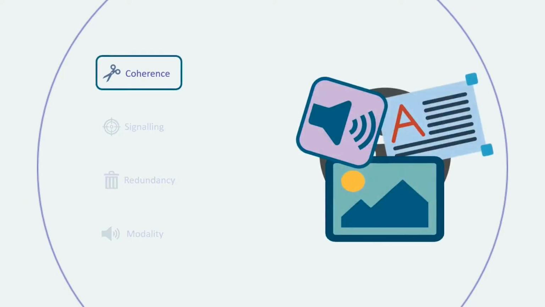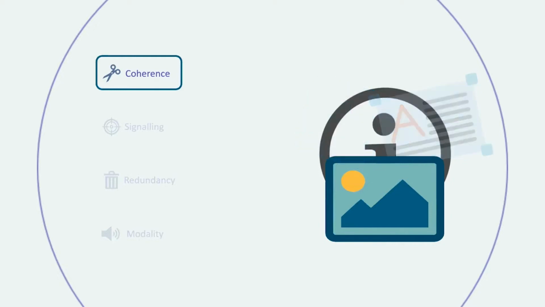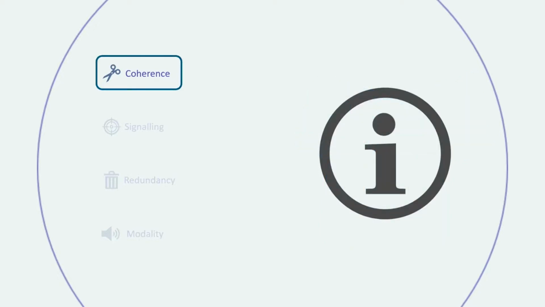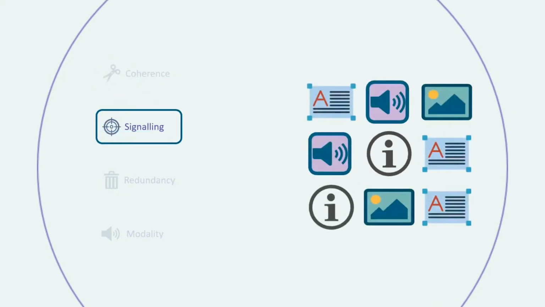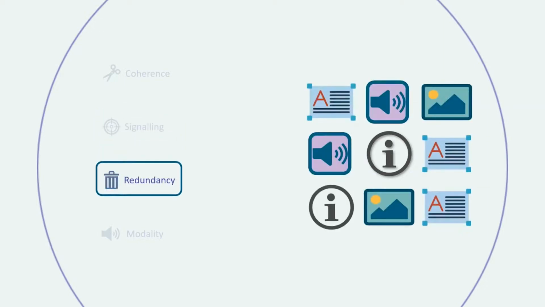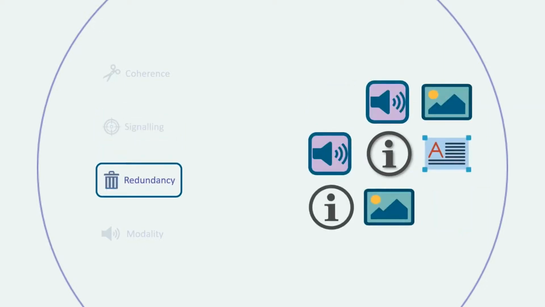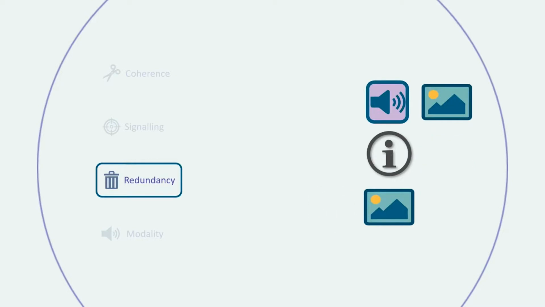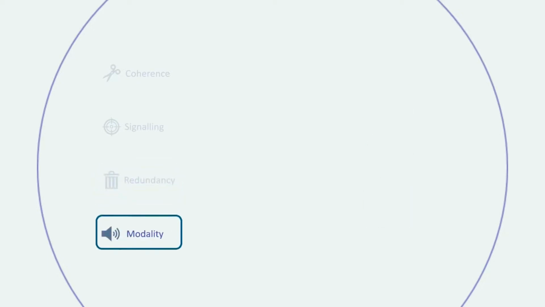Coherence, first up, is the idea that people learn better when extraneous words and pictures and sounds are excluded rather than included. Signaling is the idea of highlighting where you want the attention to actually be shown. Redundancy is the idea that people learn better from graphics and narration than from graphics, narration, and on-screen text, similar to how you're seeing this presentation so far.